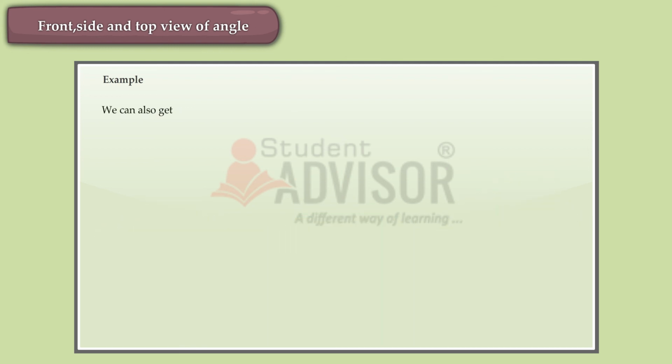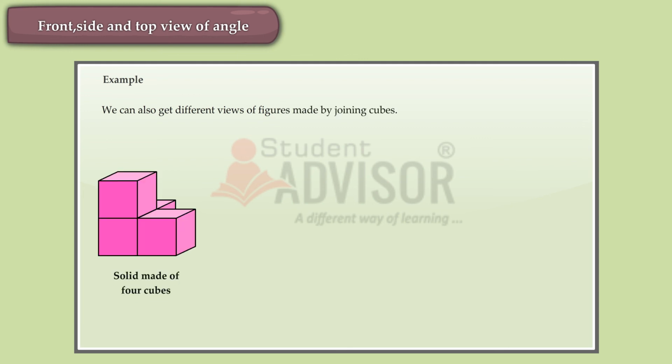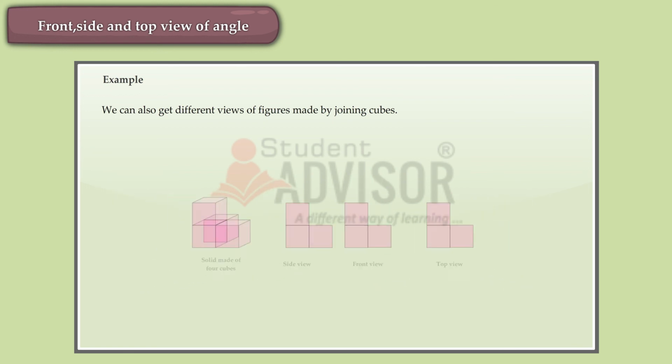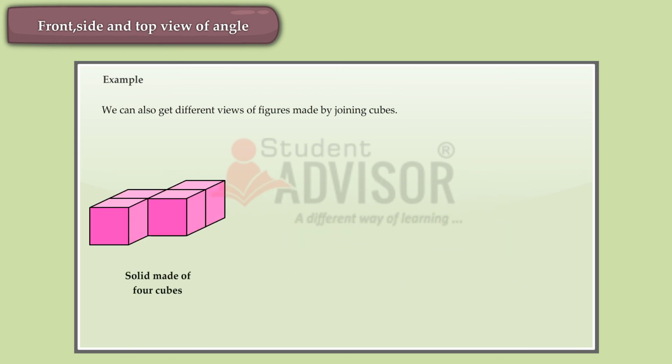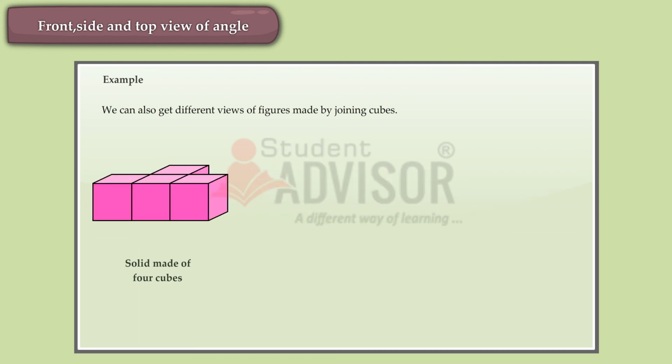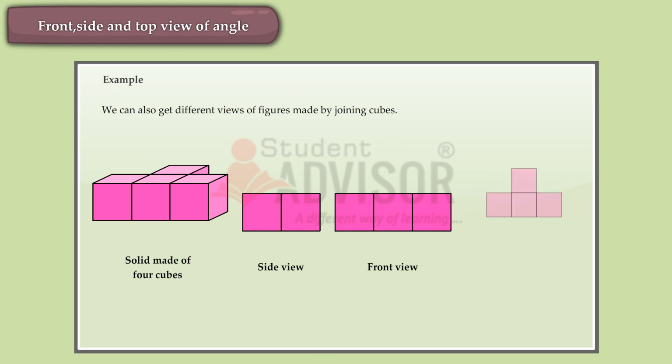We can also get different views of figures made by joining cubes. Solid made of 4 cubes. Side view, front view, top view. Solid made of 4 cubes. Top view, front view, side view. Solid made of 4 cubes. Side view, front view, top view.